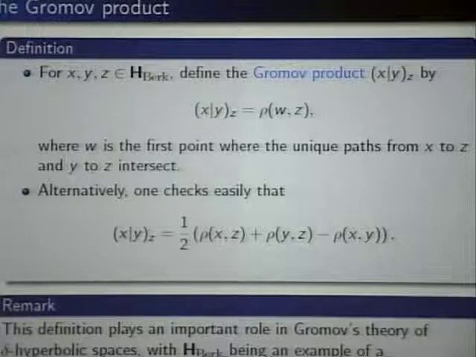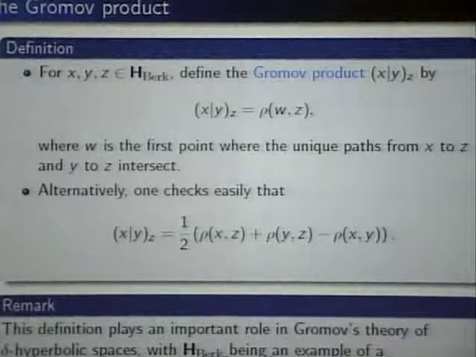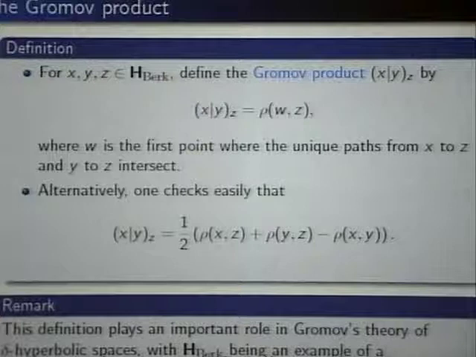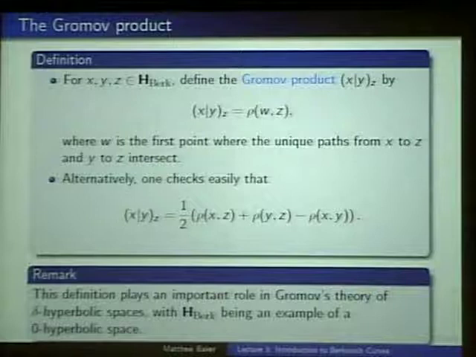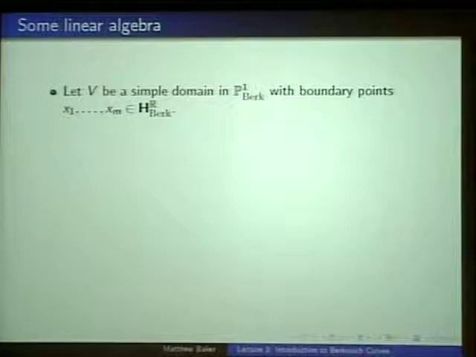And this actually occurs in Gromov's theory of hyperbolic spaces. So real trees are the zero hyperbolic spaces. And in general, there's some notion of delta hyperbolic spaces that's defined using this Gromov product. So this fits into some more general picture. And now in terms of the Gromov product, I claim it's just a matter of linear algebra to find this Jensen-Poisson measure explicitly. So here's the recipe.